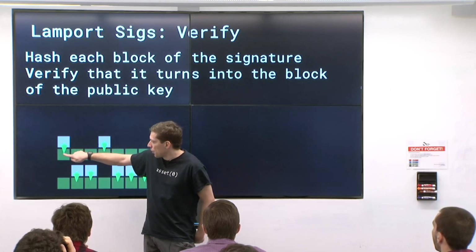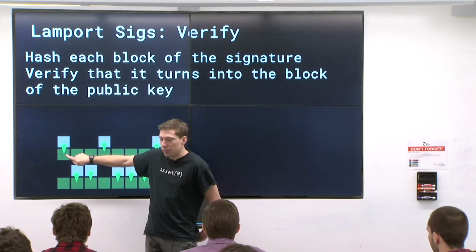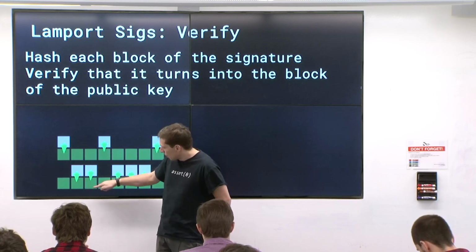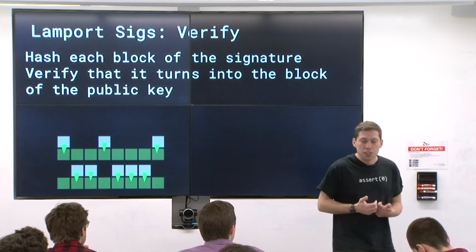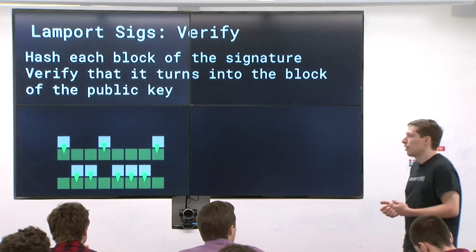And they say, okay, well, let me hash this one. Oh, it maps to that. So it maps to a 0. Oh, this maps to a 1. This maps to a 1. This maps to a 0. And they can go through and say, yeah, this is a message. This is a signature on that message, right?